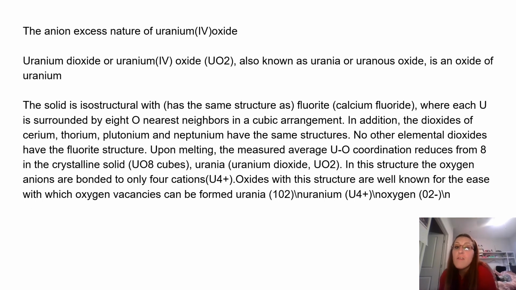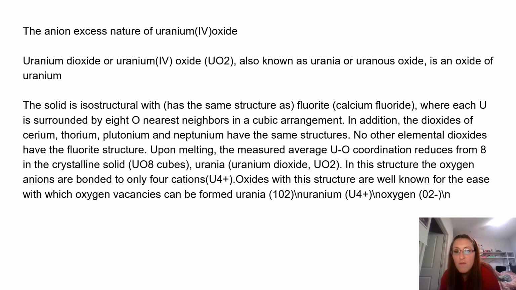The anion excess nature of uranium(IV) oxide. Uranium dioxide or uranium(IV) oxide, UO2, also known as urania or uranous oxide, is an oxide of uranium. The solid is isostructural, has the same structure as fluorite, calcium fluoride, where each uranium is surrounded by 8 oxygen nearest neighbors in a cubic arrangement. In addition, the dioxides of cerium, thorium, plutonium, and neptunium have the same structures.